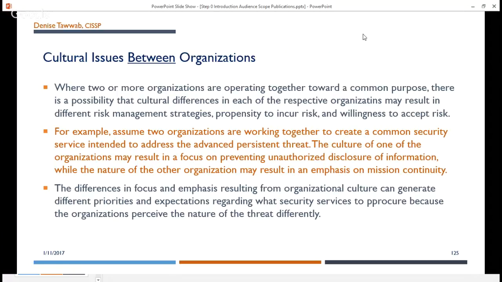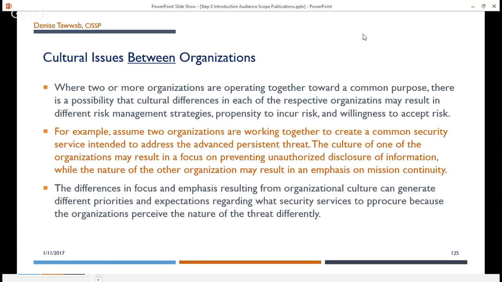Now, cultural issues between organizations. Where two or more organizations are operating together toward a common purpose, there is a possibility that cultural differences in each of the respective organizations may result in different risk management strategies, propensity to incur risk, and willingness to accept risk. For example, assume two organizations are working together to create a common security service intended to address the advanced persistent threat. The culture of one of the organizations may result in a focus on preventing unauthorized disclosure of information, while the nature of the other organization may result in an emphasis on mission continuity.